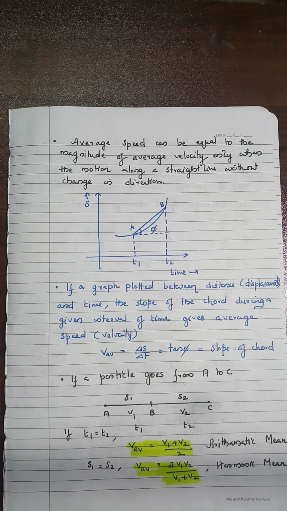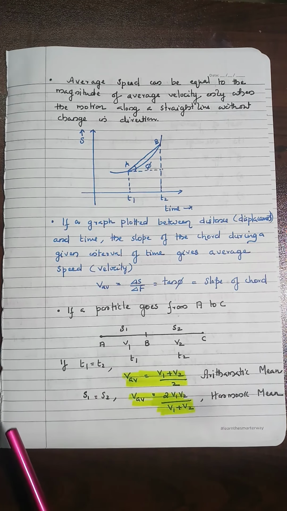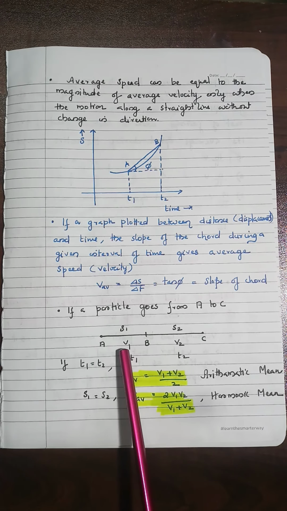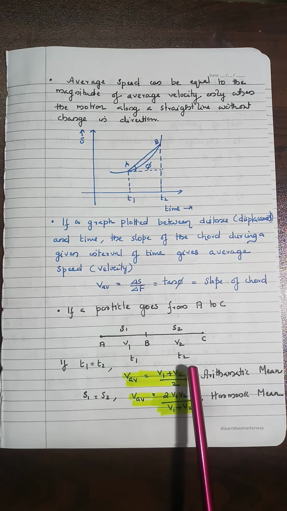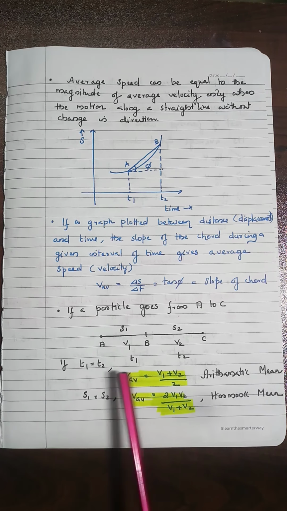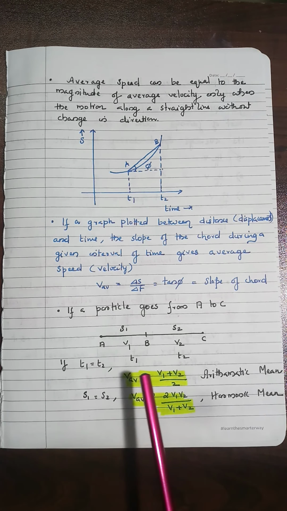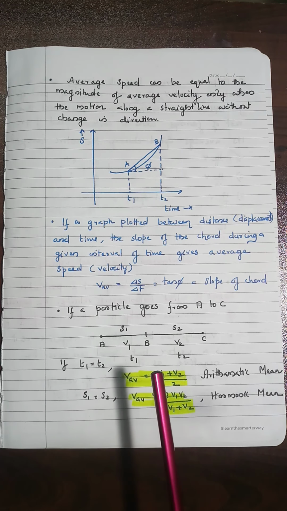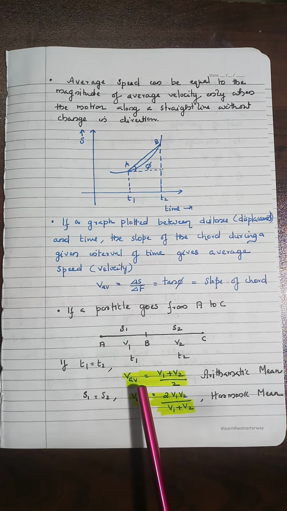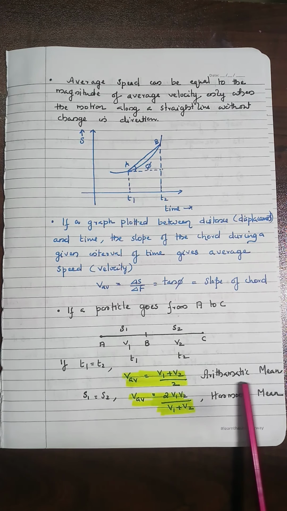A very important problematic situation: if a particle goes from A to C, and suppose S1 distance travels in a time t1 with a velocity v1, and S2 distance in a time t2 with a velocity v2, then what is the average velocity if t1 is equal to t2? You can use the same formula, the total displacement by time. By putting the relevant factors, we get the very important relation with equal time as v1 plus v2 by 2. That is nothing but the arithmetic mean.